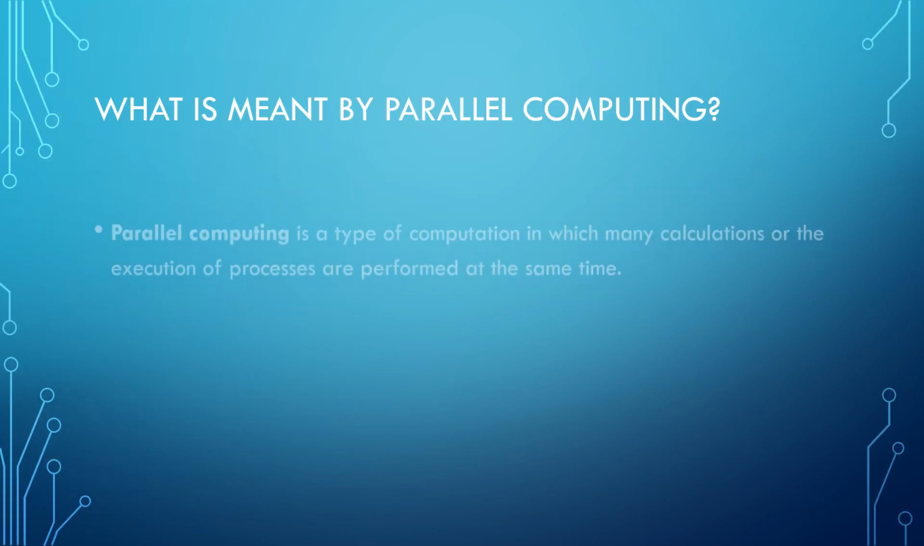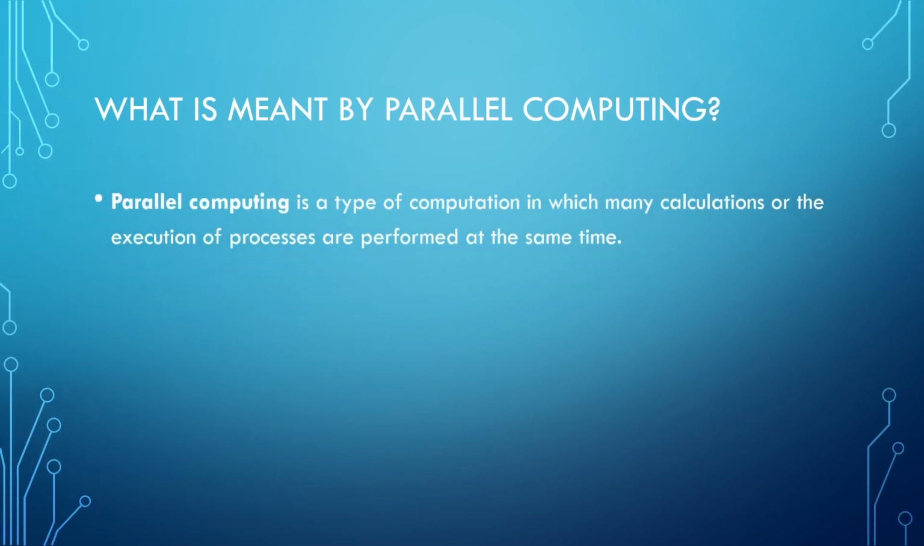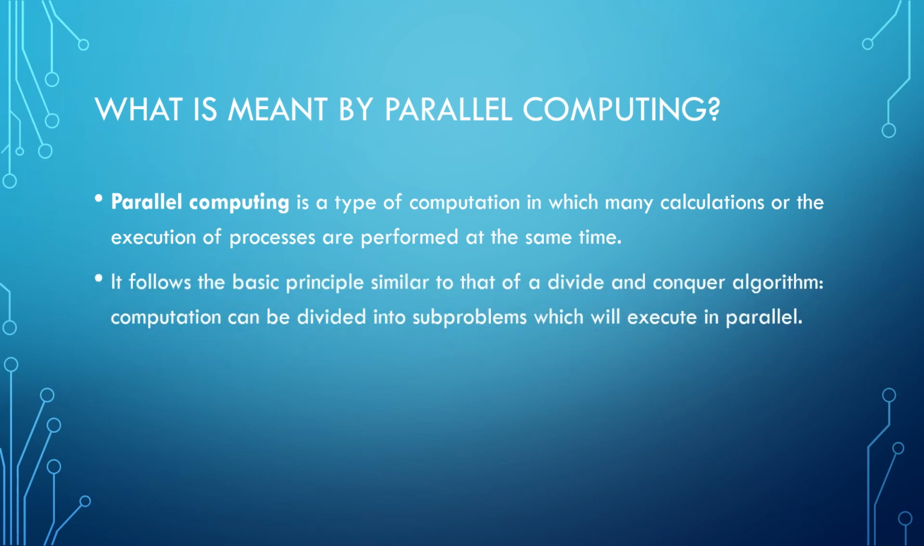What is meant by parallel computing? Parallel computing is a type of computation in which many calculations or execution processes are performed at the same time. It follows the basic principle similar to that of a divide and conquer algorithm, which means that computations can be divided into subproblems which will execute in parallel.